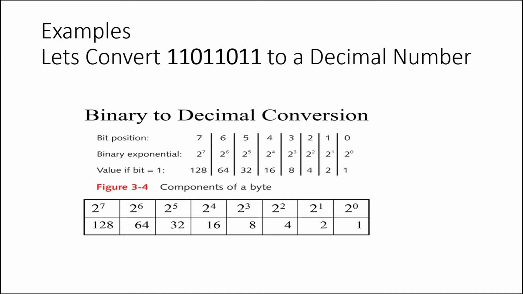Like that, the left hand side first one, the 7th position bit will get the value of 2 to the power 7, which is 128 if the bit is equal to 1. So guys, if the bit is equal to 0, the value is 0. Okay, let's have a look at an example.